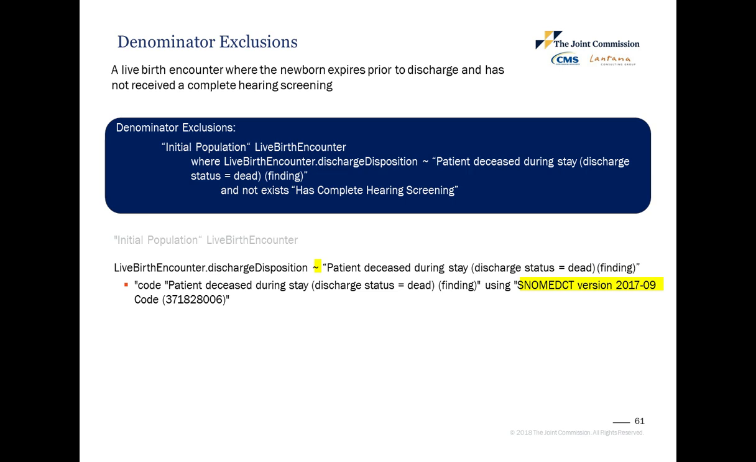Here we use a direct referenced code, meaning that the logic references a single code. In this case, the logic is referencing SNOMED CT code 371828006, which is described as patient deceased during stay, discharge status equals dead, and finding. The squiggly line is called a tilde. A tilde is the equivalence operator in CQL, meaning if the live birth encounter discharge disposition is equivalent to the deceased code, it returns true.